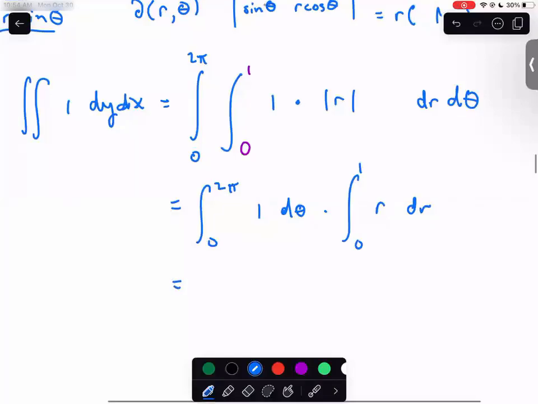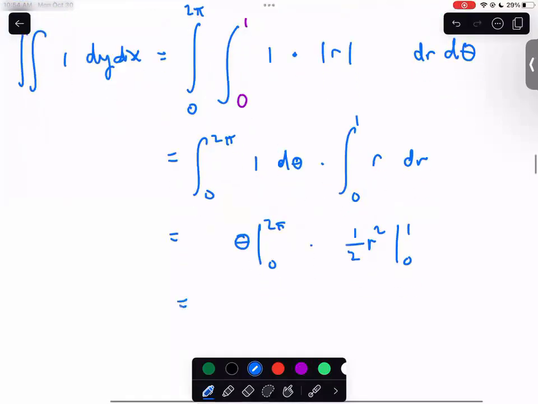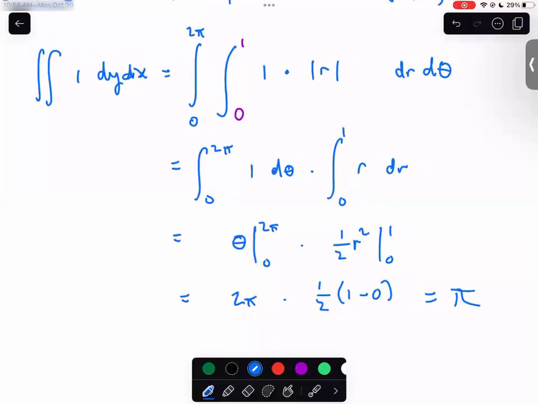So when I integrate this, I'm going to have theta ranging from 0 to 2 pi, and 1/2 r squared ranging from 0 to 1. And so I have 2 pi times 1/2 times 1 minus 0, and so my final answer is indeed pi. Notice we didn't even need u sub for this, let alone trigonometric substitution or anything else. So this was a very nice integral once we got it into this natural coordinate system of polar coordinates for our circle.